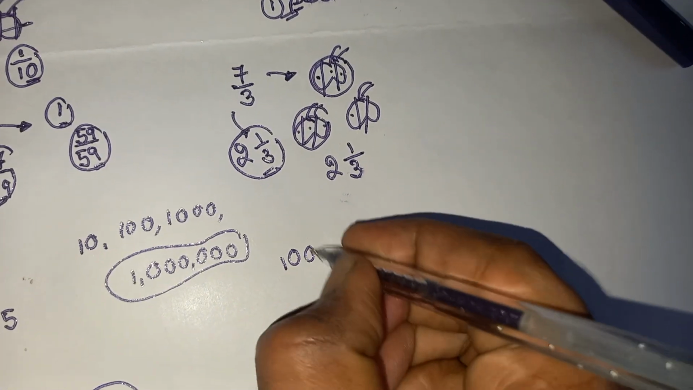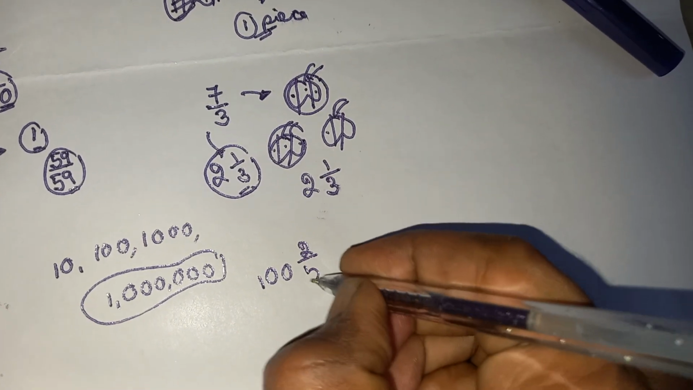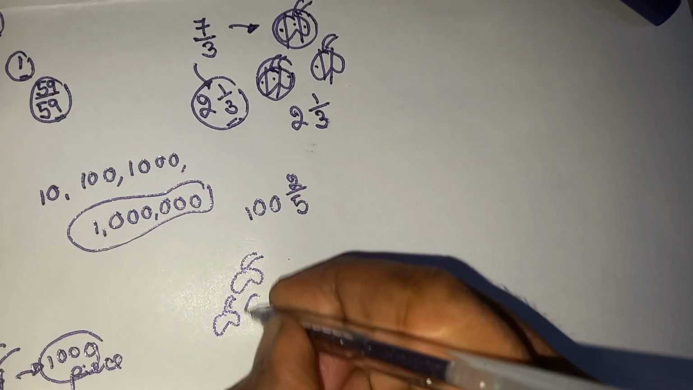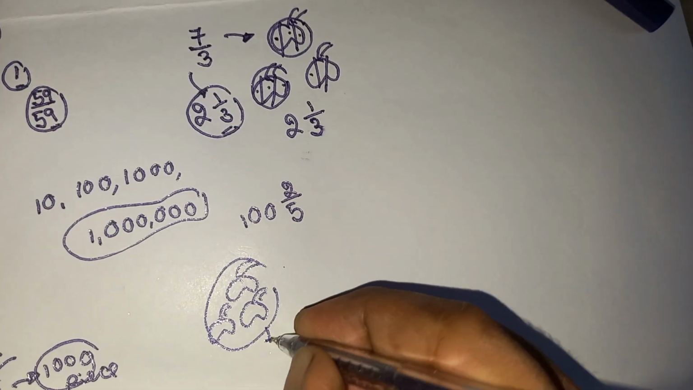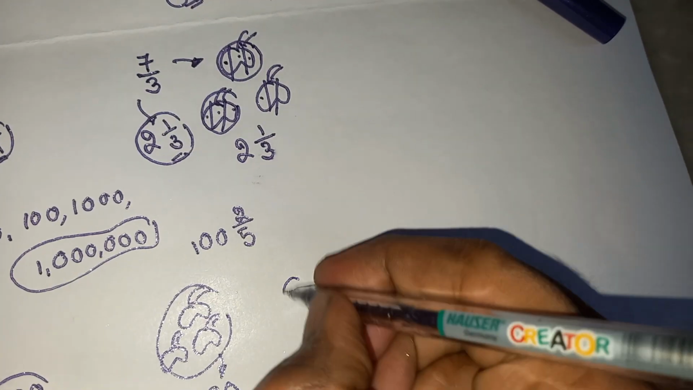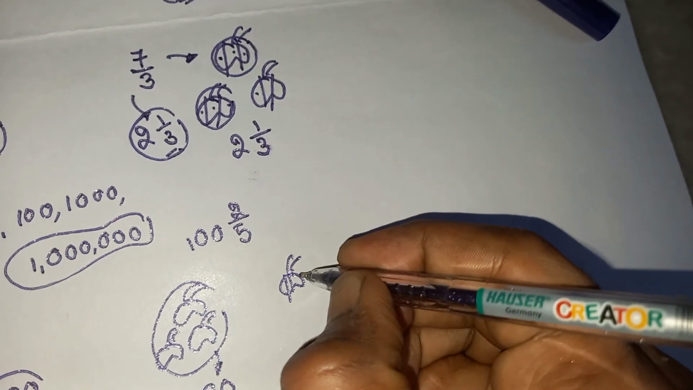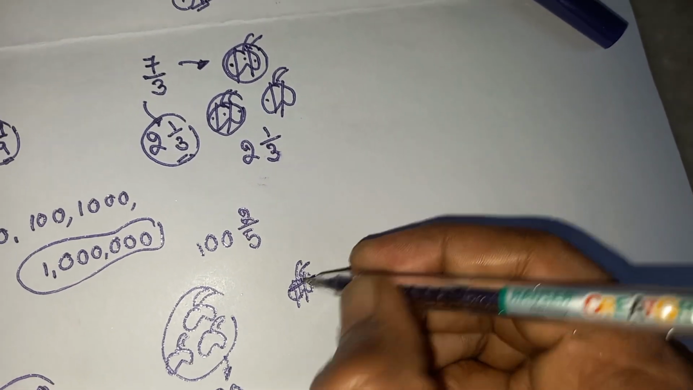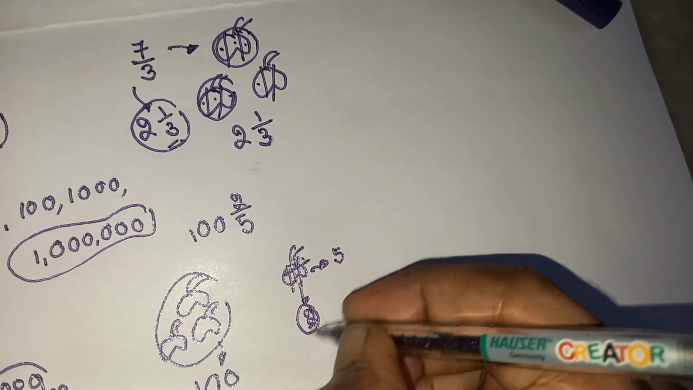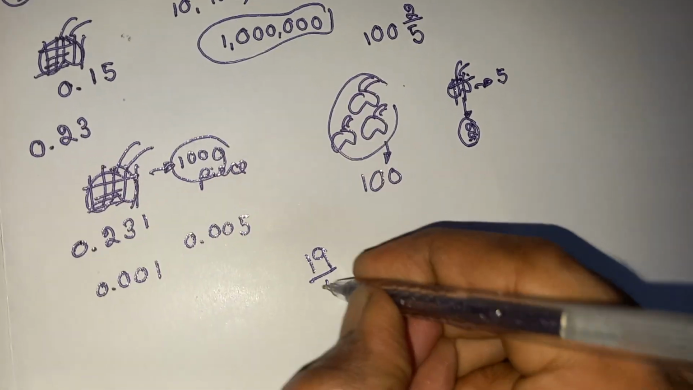Here you're going to get it as 100 2/5, means there are completely 100 full apples, and another one apple they're going to divide into 5 pieces. That means here you're going to divide into 5 pieces, and among 5 pieces you are just having 2 pieces, and they give a big improper fraction like this one, that is 19/2.